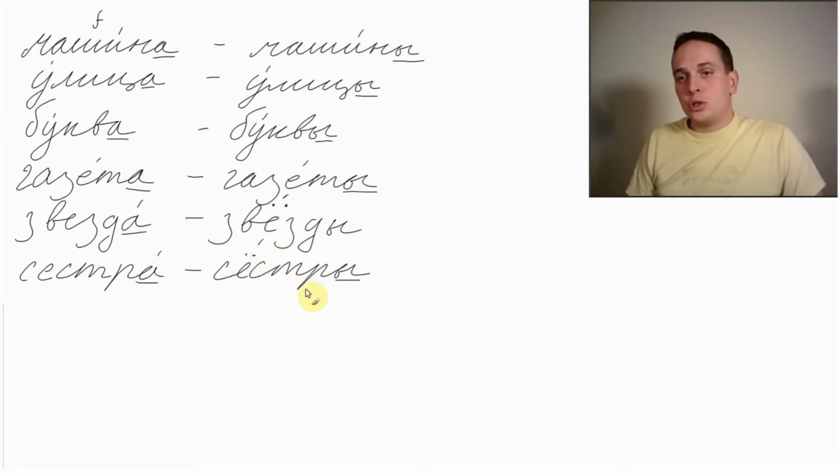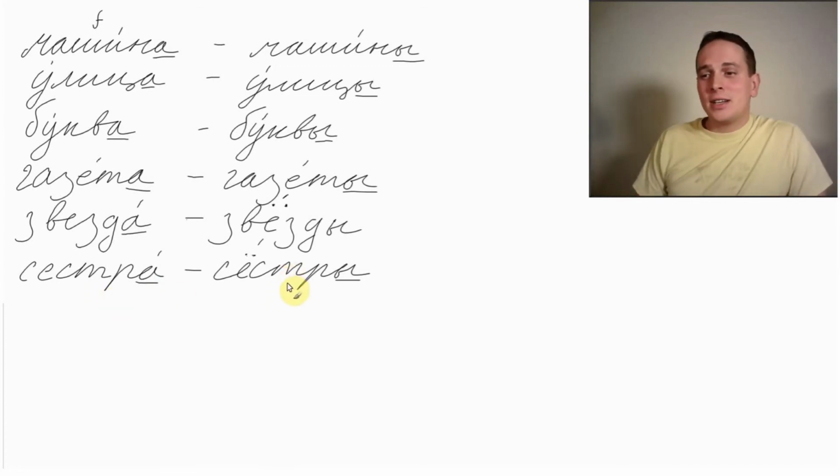Сестра, сестры. Floating emphasis, also unexplainable. You need to memorize this. If you pronounce сестры, everybody will understand you. Don't worry about this. Сестра, сестры. Sister, sisters.